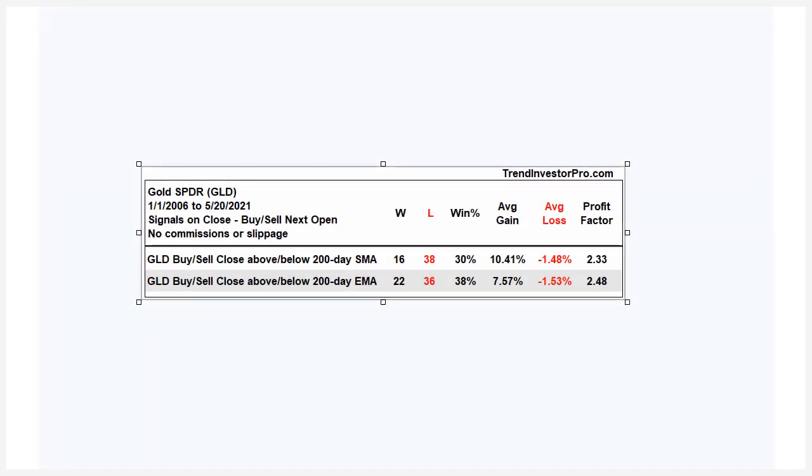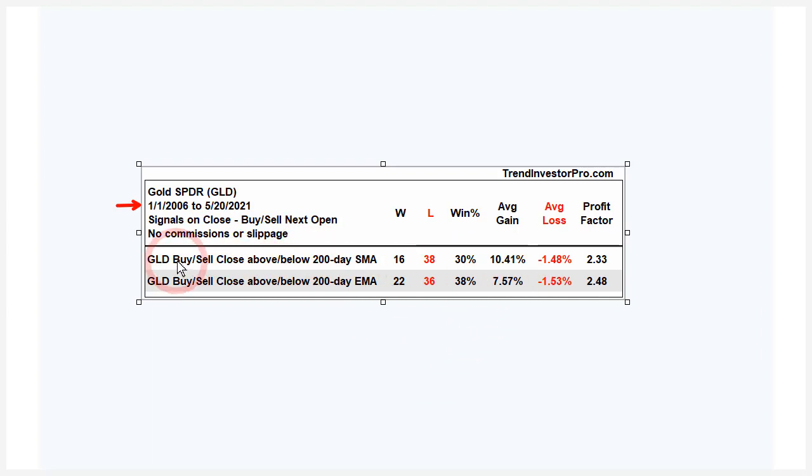So GLD started trading in the middle of 2005. I'm running this test from January 2006 until May 20th of 2021. Signals on the close, buy, sell on the next open. No commissions or slippage. This is just to give us an idea of what's going on.